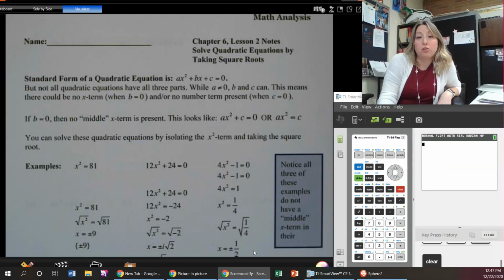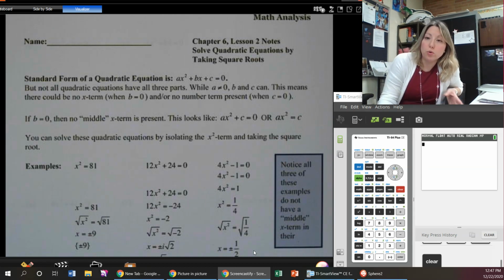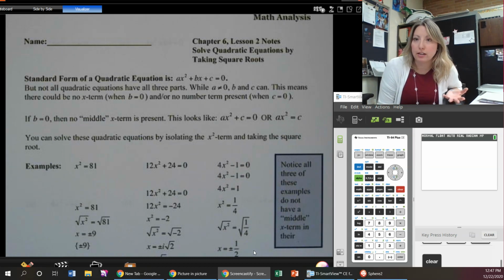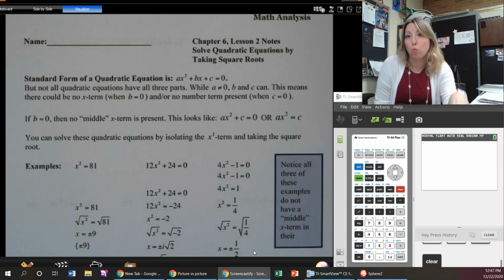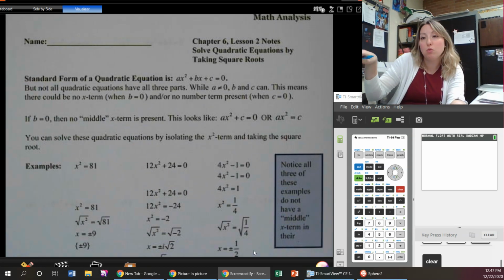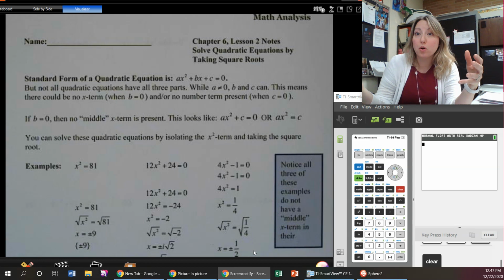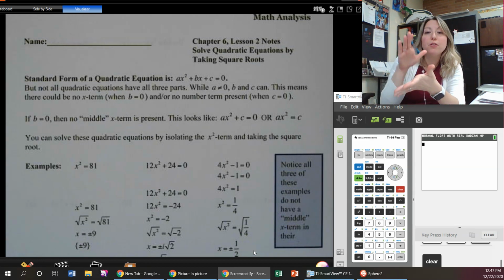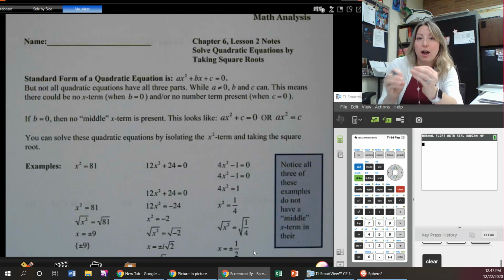Organizers. Welcome to your Chapter 6, Lesson 2 notes. We are going to look at scenarios where there's only an x squared and a number. So the middle x term isn't there, so I don't need to handle this by factoring. I can get just the x squared alone set equal to a number on the other side and take the square root of both sides. So this is nice. These will specifically be no middle x term present.